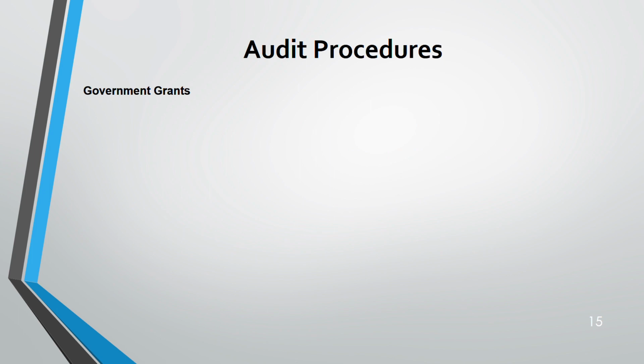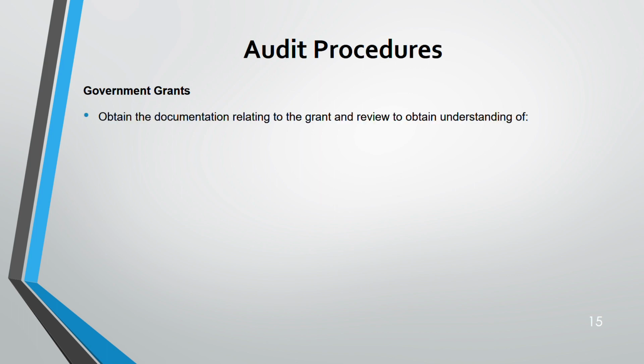Moving on to the next, government grant. This also comes under assets only. You can take it as an asset only. Government grant, which standard in your SBR? IAS 20. This is a short standard, so audit procedures will be less only for this.